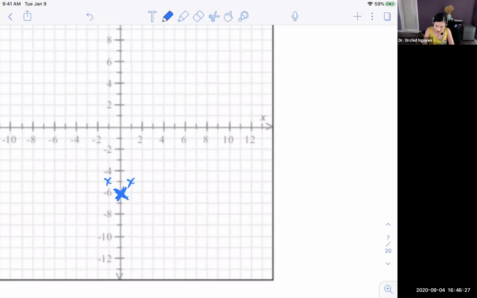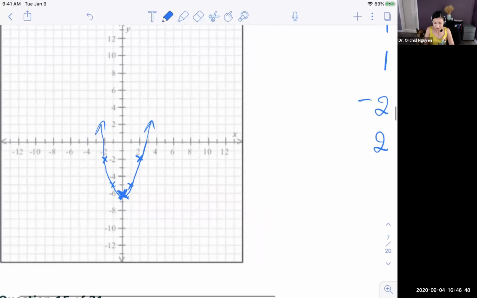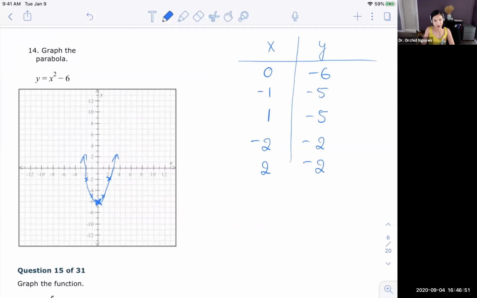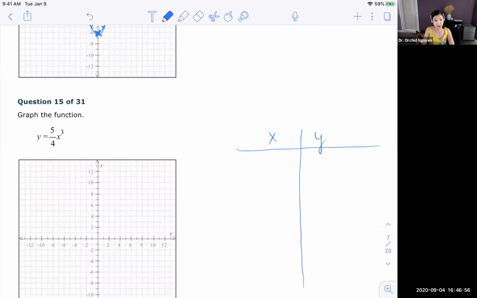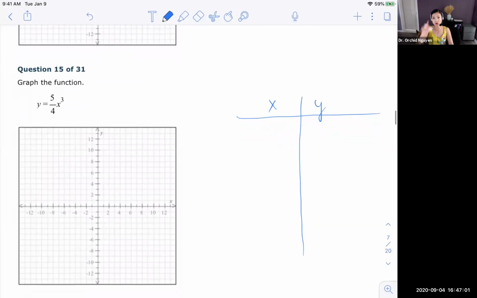-2 is going to be right here. And then we graph. There we have it. Okay. So this is the x cube function, the cube function. Hopefully you remember it is like that shape.